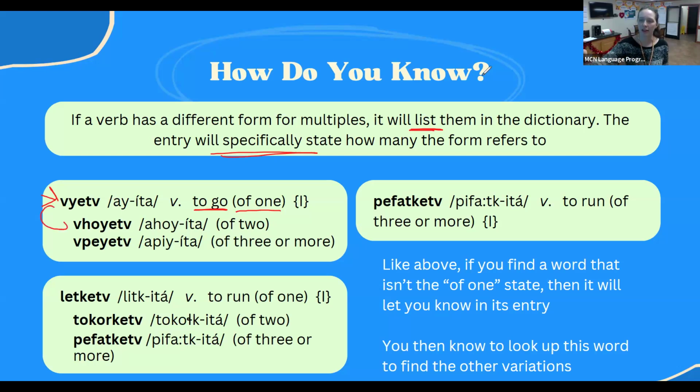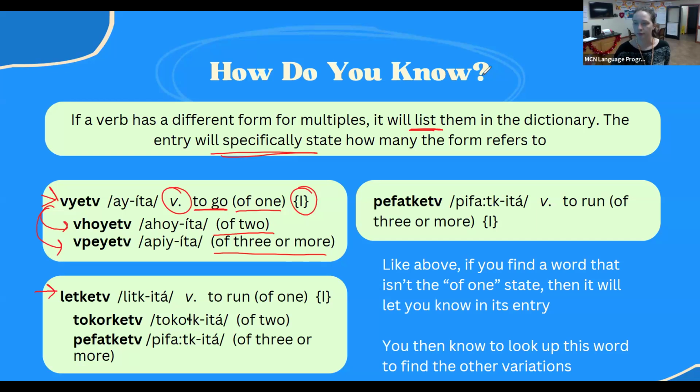Then underneath that verb in the same entry it says ahoyida. And then it has the pronunciation and then only the words of two. It doesn't have any other information because we already know it's a verb, right? We already know how to conjugate it because it already says which version. We just need to know what the form is. So ahoyida of 2. And then abiyida of 3 or more. So if you look at ayida in the dictionary, it'll look like this. Ayida, to go, of 1. Underneath it, ahoyida, of 2. Abiyida, of 3 or more.